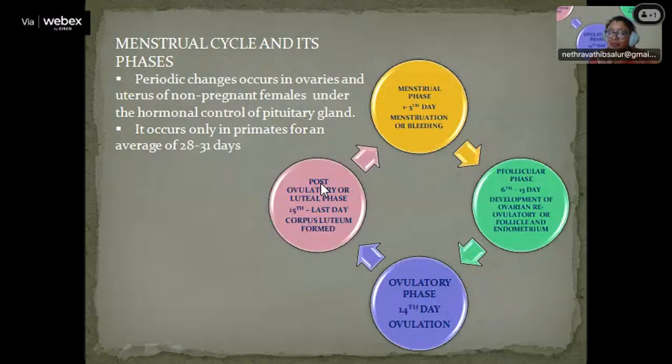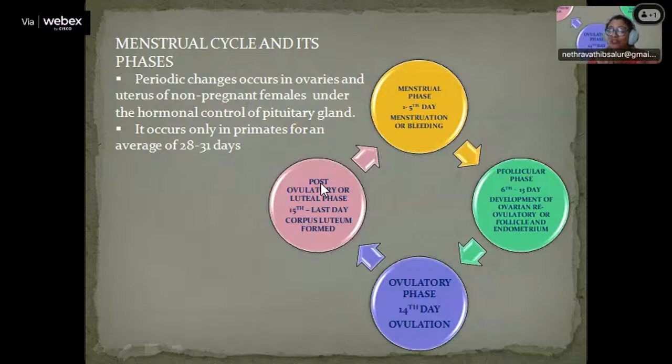The changes will occur both in ovaries and uterus only in non-pregnant females of primates. So only primates undergo this menstrual cycle, not all mammals. Please don't have that misconception. Only primates will undergo menstrual cycle, and that too non-pregnant females, and the entire process is controlled by hormones produced in the pituitary gland.